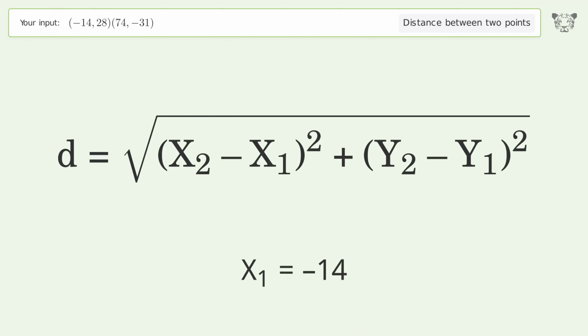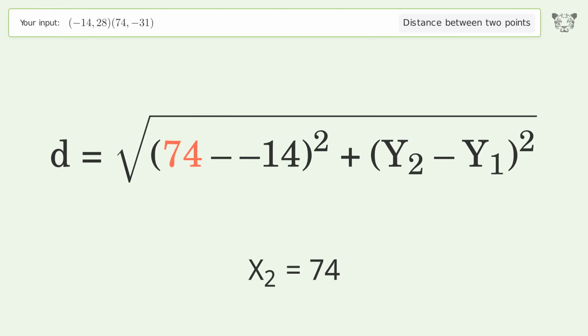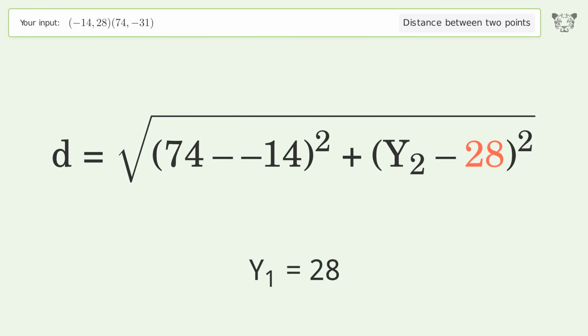x1 equals -14. x2 equals 74. y1 equals 28. y2 equals -31.